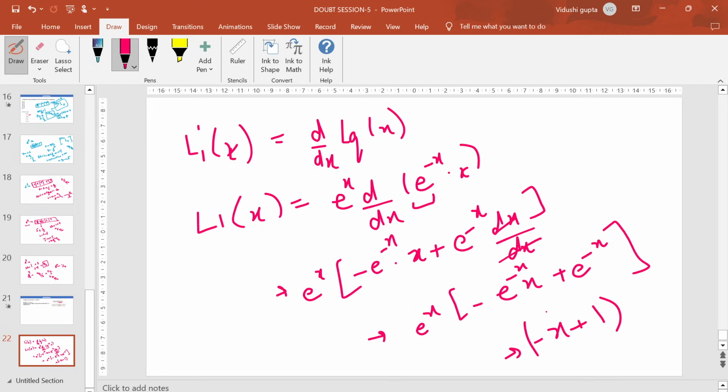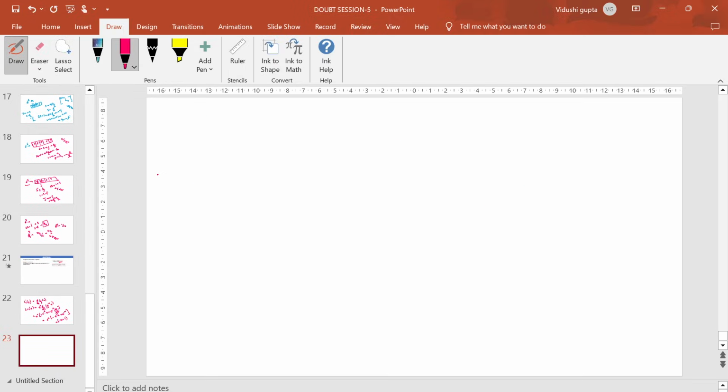Now, this value we know for LQX. Now we have to put it here. So L11X will be equal to the differentiation of minus x plus 1. So the differentiation of minus x will give the value.